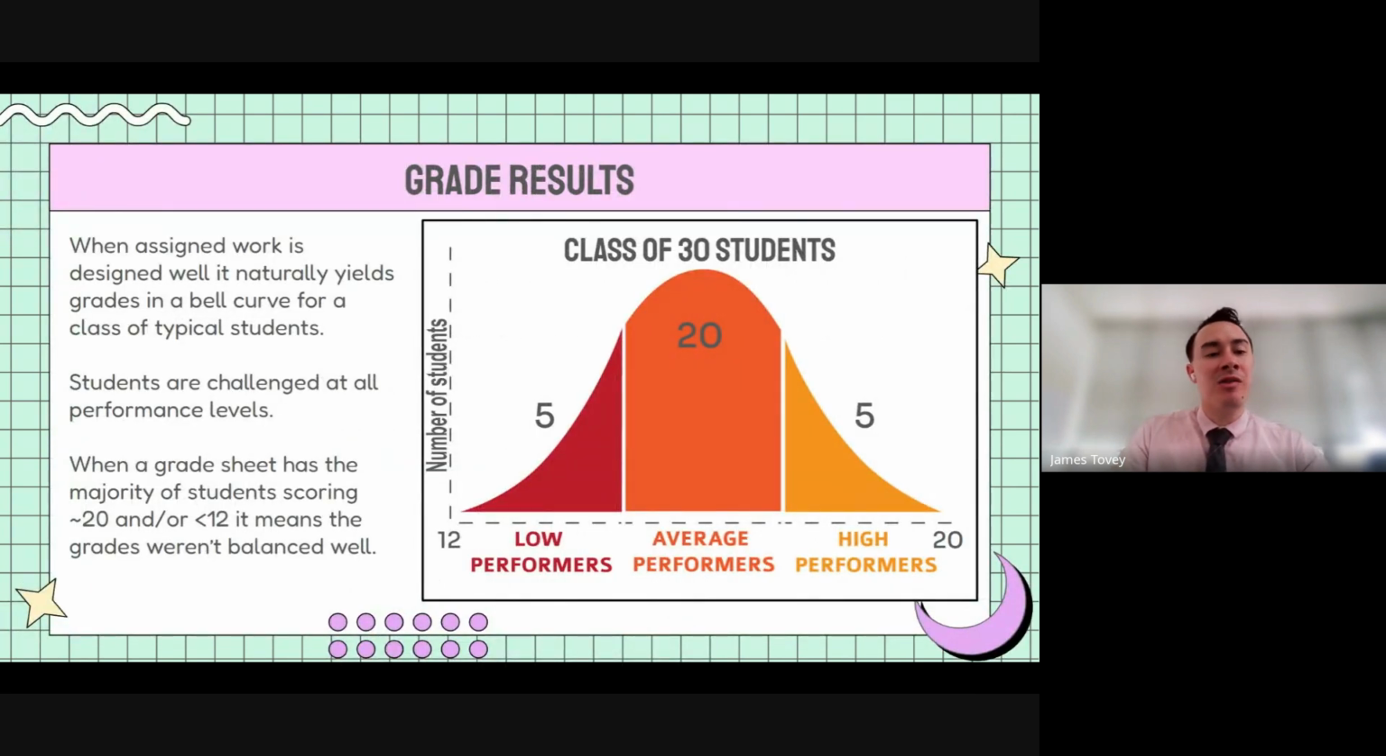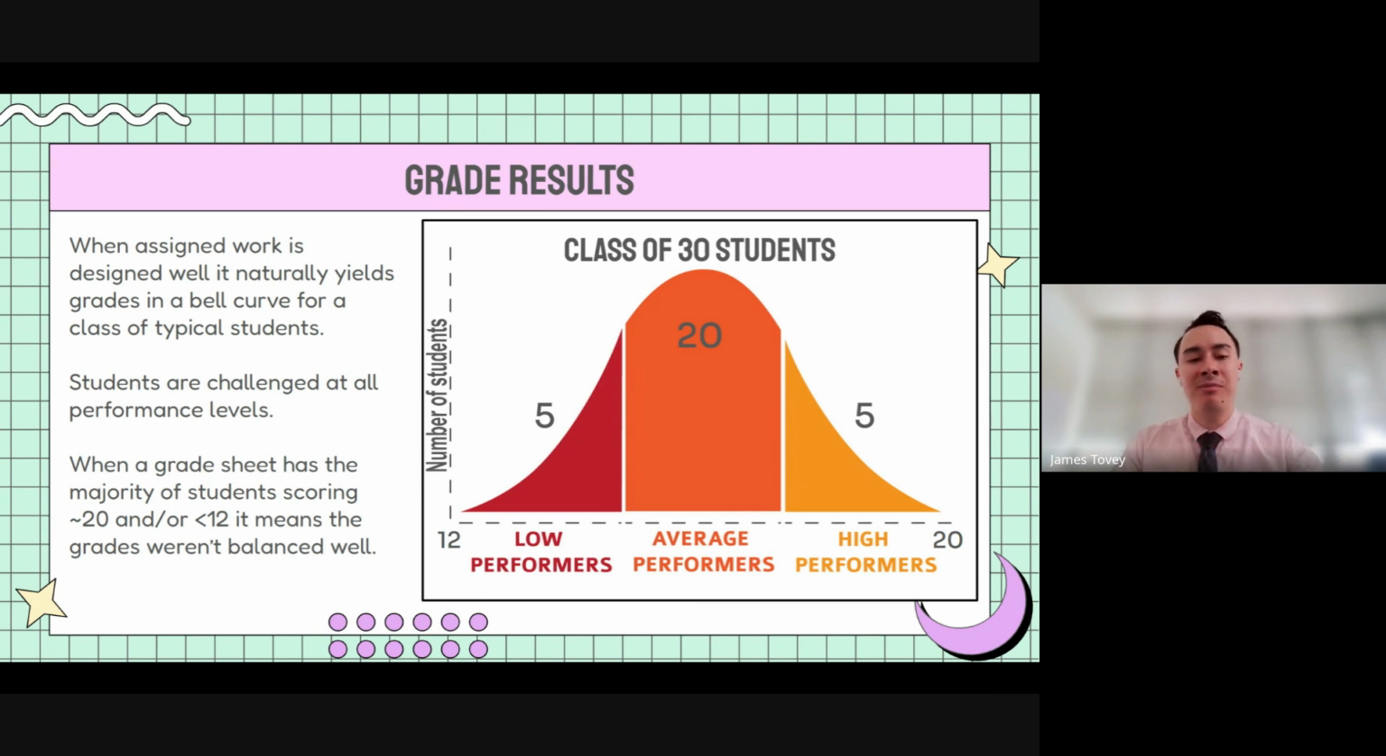Now, the grade results, what we're hoping for essentially, right? When assigned work is designed well, it naturally yields grades in a bell curve for a class of typical students. So if you've got 30 students, you're going to have your high performers up near the top getting 20 out of 20. You're going to have some low performers down the bottom getting maybe a 12 out of 20, or some really low performers, maybe a couple down near the bottom who aren't getting very good scores. Their English level isn't good, or they're not putting any effort in. And that's kind of what you're expecting to see.